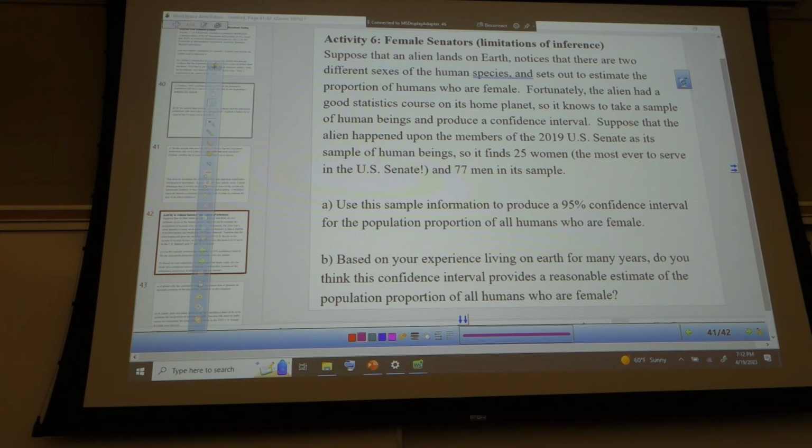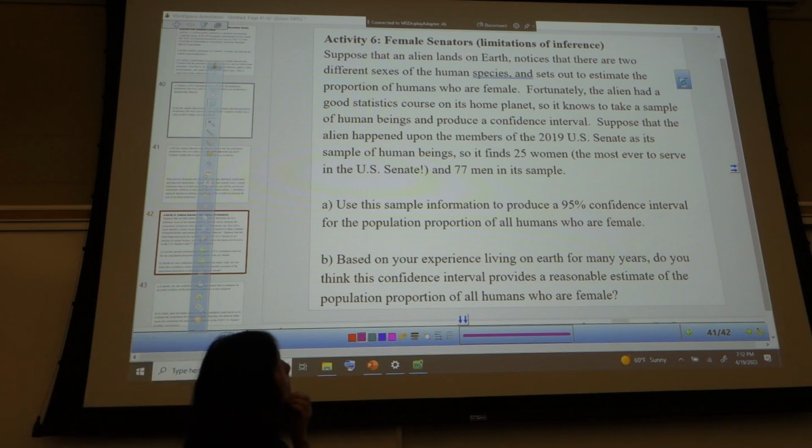Suppose that the alien happened upon the members of the 2019 U.S. Senate as a sample of human beings. So it finds 25 women, the most ever to serve in the U.S. Senate, and 77 men in its sample. Great. Use this sample information to produce a 95% confidence interval for the population proportion of all humans who are female.